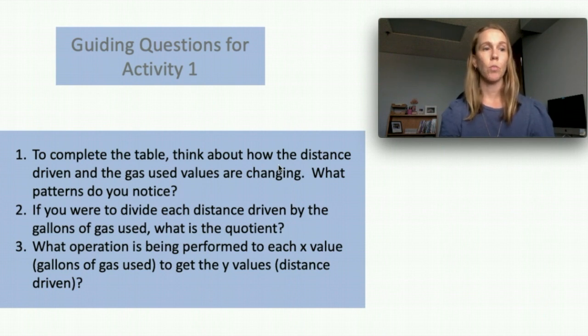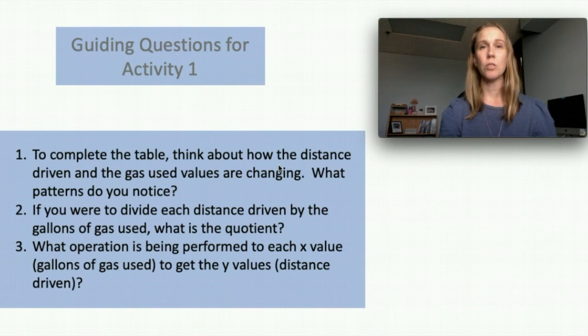For number 2, once you get the table completed, it'll help you get started and think about what is happening in that ratio. If you were to divide each distance driven by the gallons of gas used, what is the quotient? Another way to think about this is if you were to treat these like they were equivalent fractions, what would simplest form look like? Not exactly fractions, but a way of thinking that might help.